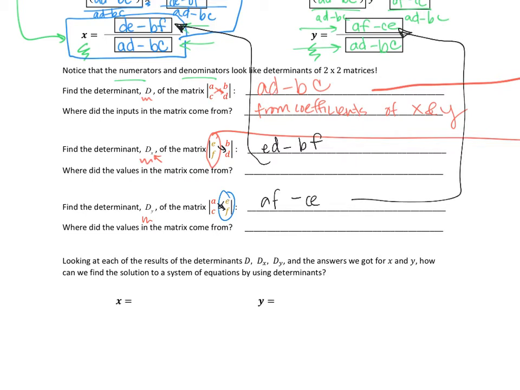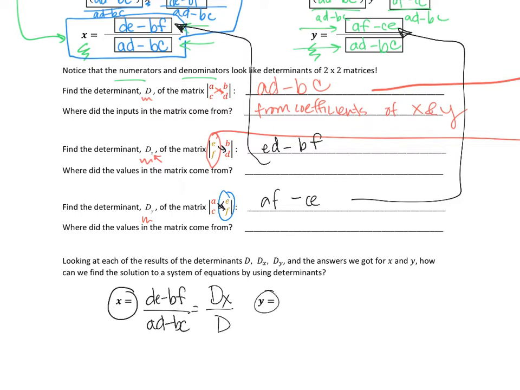So looking at all these results, what you can see is that we can write x, which was DE minus BF over AD minus BC. It looks kind of confusing, but a little better is to say, oh, well, DE minus BF, that's that determinant where you replace the x column. AD minus BC is the determinant of just our coefficients.